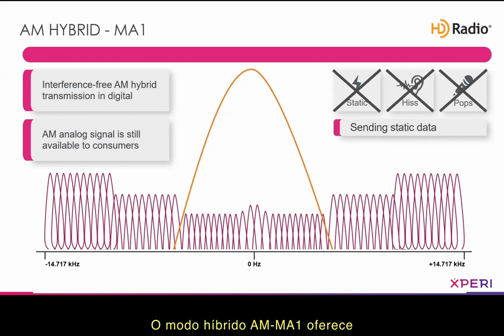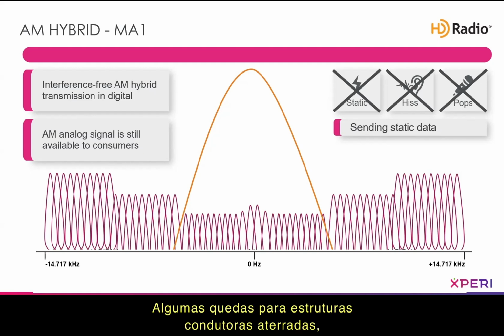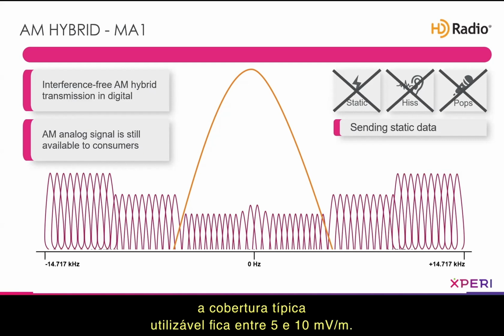The AM MA1 hybrid mode offers higher reliability of service, with few dropouts for grounded conductive structures. In the daytime, it provides coverage beyond the 2 millivolts per meter contour, and in the nighttime, the typical usable coverage is between 5 and 10 millivolts per meter.